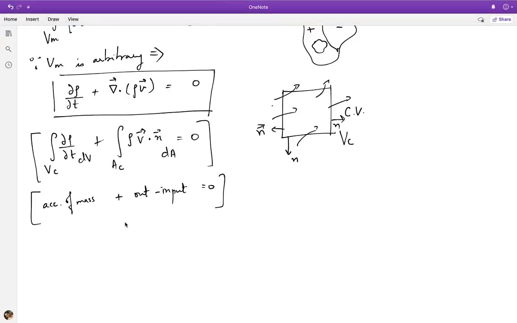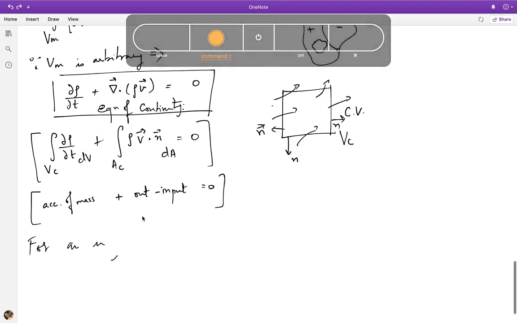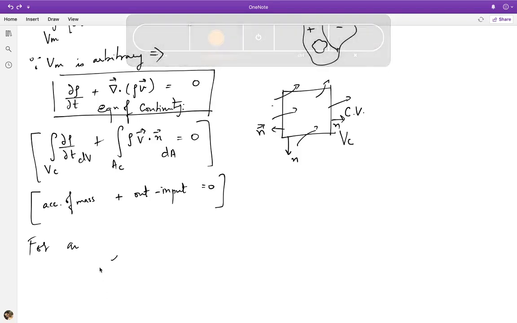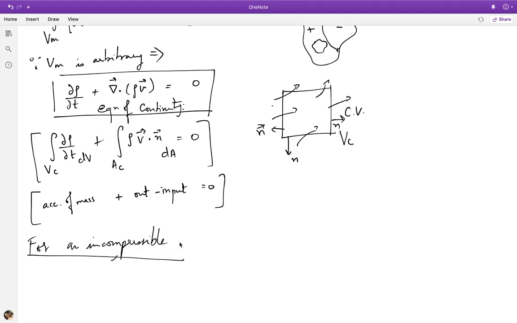Oh, I nearly forgot. Before we leave, we should look at how the equation of continuity simplifies. So this was the equation of continuity, just the mass balance equation. So how does the equation of continuity simplify for an incompressible fluid? Yes, and this is the case that we will be considering most often in this course, in fact entirely.